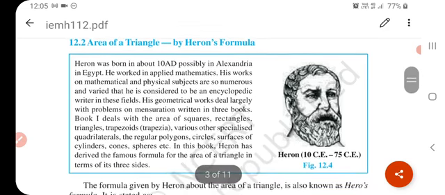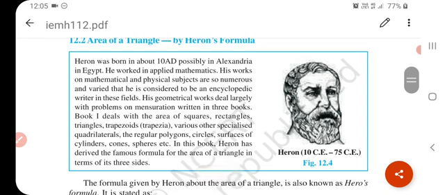And who is Heron? Heron was born in about 10 AD, possibly in Alexandria in Egypt. He worked in applied mathematics. His work on mathematical and physics subjects is so numerous and varied that he is considered to be an encyclopedic writer in this field. His geometrical work deals largely with problems on mensuration written in 3 books.